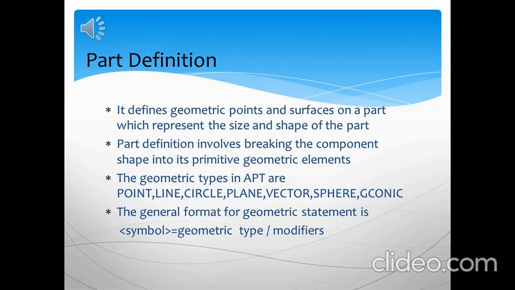Part definition. It defines geometric points and surfaces on a part which represent the size and shape of the part. Part definition involves breaking the complex component shape into its primitive geometric elements. The geometric types in APT are point, line, circle, plane, vector, sphere, and conic. The general format for a geometric statement is given here.